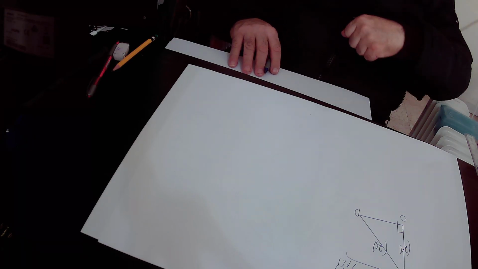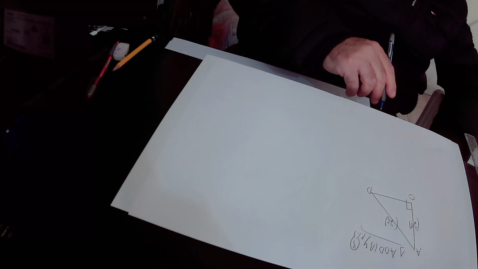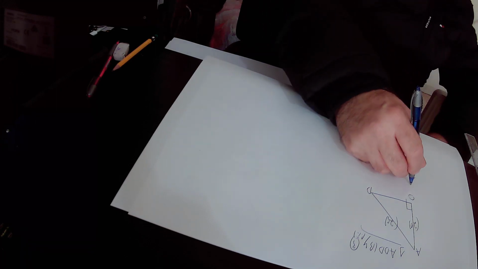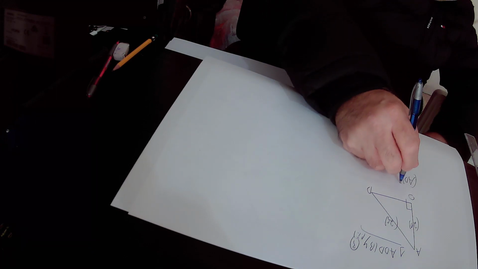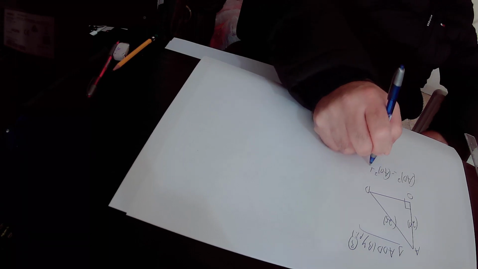PT is the version for Pythagoras theorem. According to the Pythagoras theorem, in this right triangle AOD, we get that AD squared, the square of the hypotenuse, must be equal to AO squared plus OD squared.